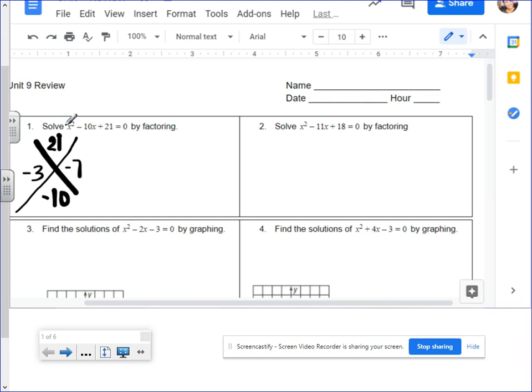Since the first number is a 1, you don't have to do the box at all. You just say, okay, x minus 3 is your first factor, and x minus 7 is your second factor.